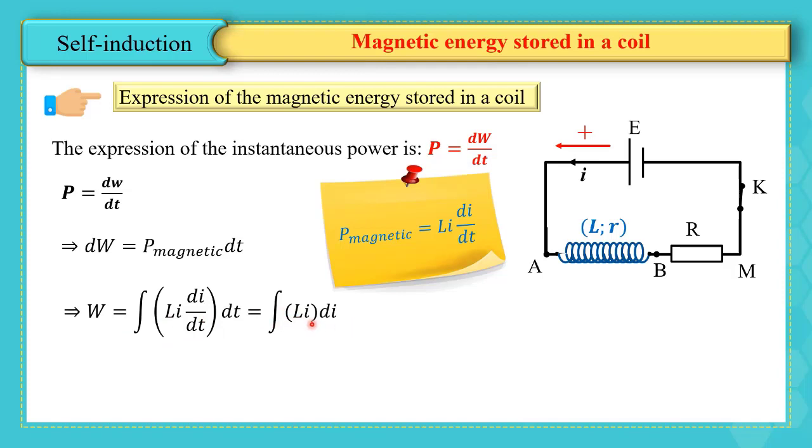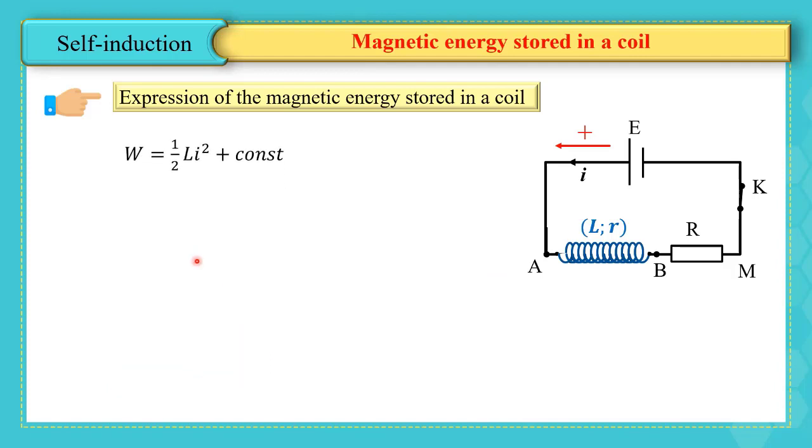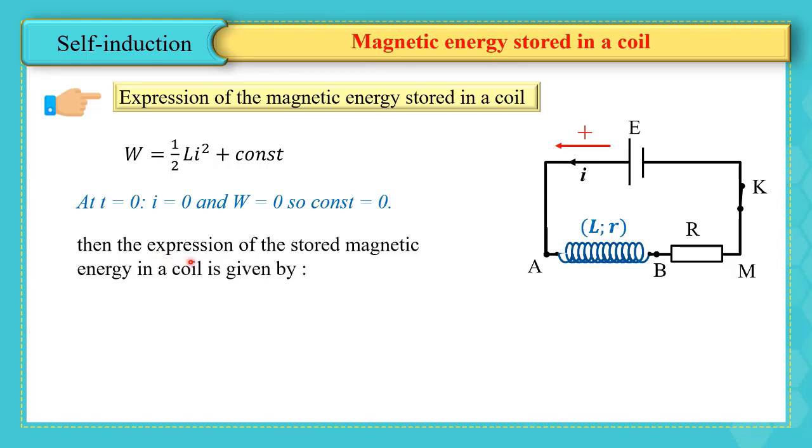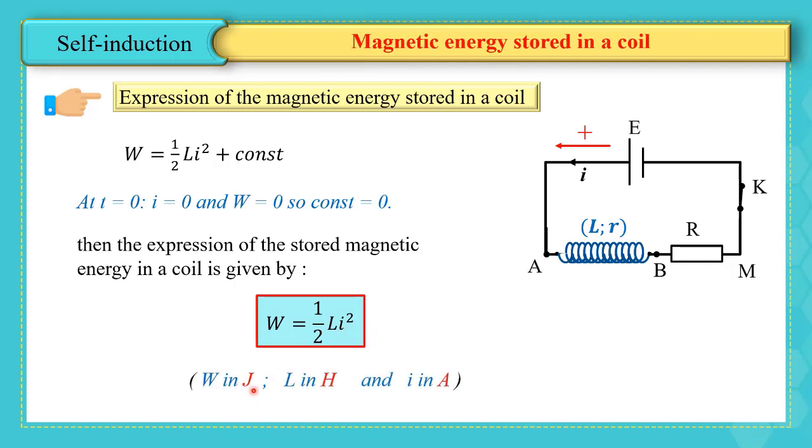Since L is constant and the integral of i di is i squared over 2, we will obtain W equals half L i squared plus constant. Now, as we know, the constant is determined using the initial conditions. So at t equals 0, i equals 0, and the energy was equal to 0. So when we replace i equals 0 and W equals 0, we obtain constant equals 0. So the expression of the magnetic energy stored in a coil is given by W equals half L i squared. Of course, the unit of energy is Joule, L in Henry, and i in Ampere.